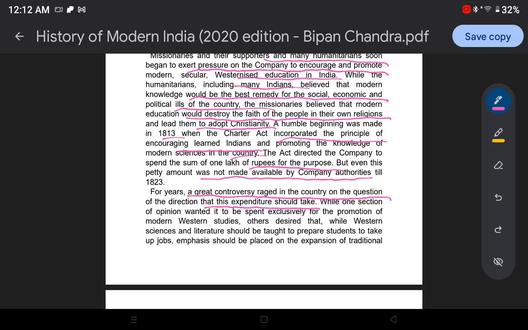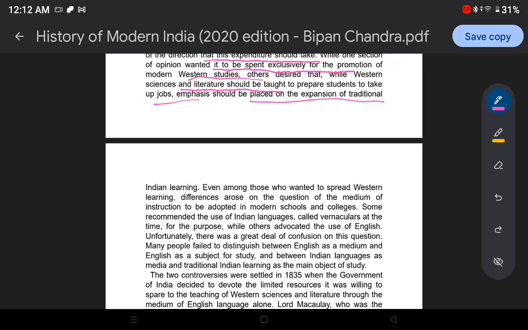While one section of opinion wanted it to be spent exclusively for the promotion of modern Western studies, others desired that while Western sciences and literature should be taught to prepare students to take up jobs, emphasis should be placed on the expansion of traditional Indian learning.